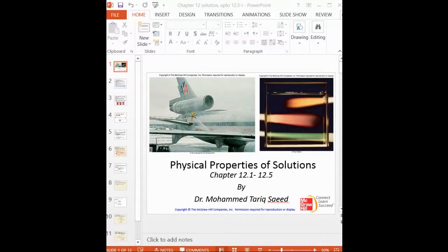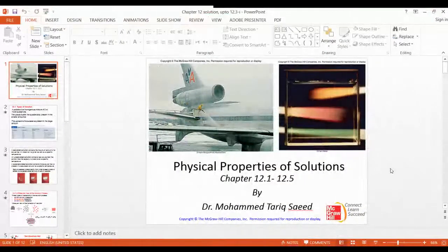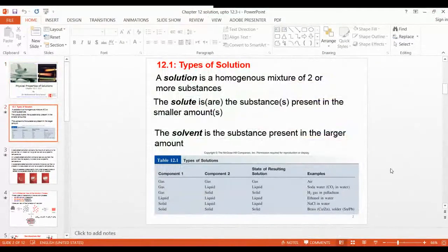So today I will start chapter 12, sections 12.1 to 12.5. Chapter 12 is physical properties of solutions. So first of all, you should know what a solution is.